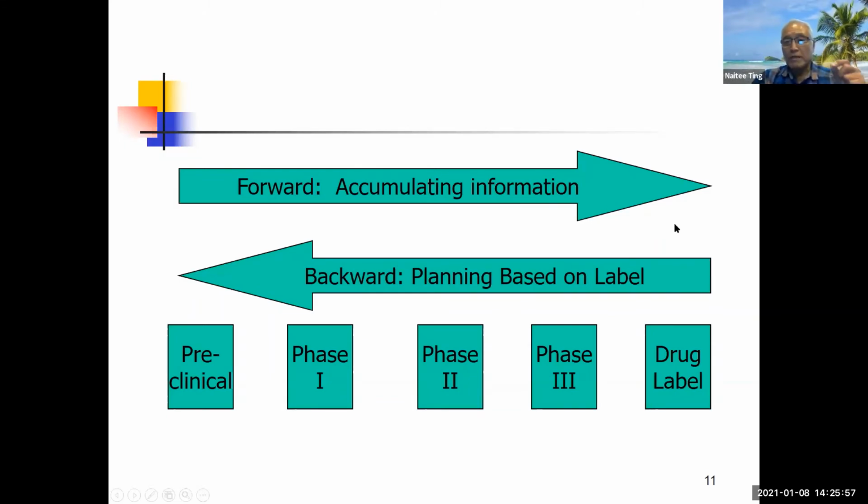Now, today we're talking about CDP, clinical development plan. Planning is different. Planning is to look backward, planning based on the label. In other words, I talked about TPP, or target product profile, or draft label. I say that is very important, very critical. Why? Because at this stage, at the preclinical stage, you need to think how you're going to label this drug. Okay, so that's your TPP.